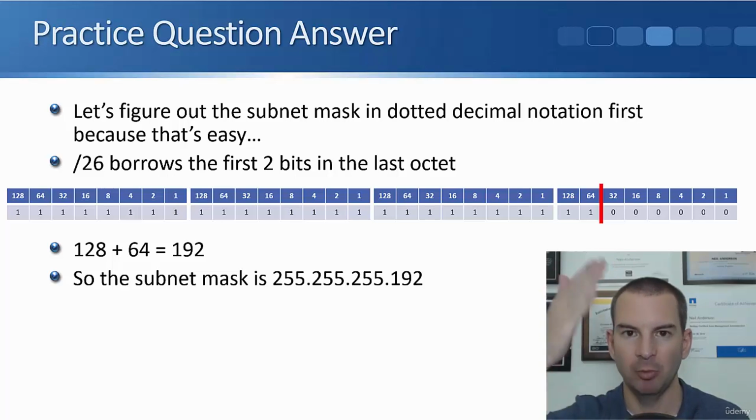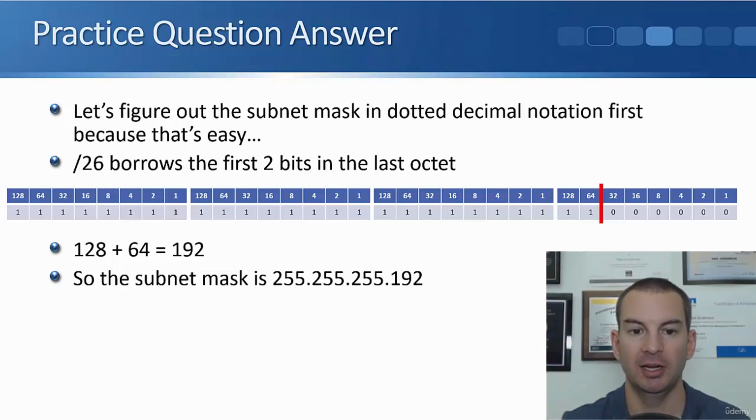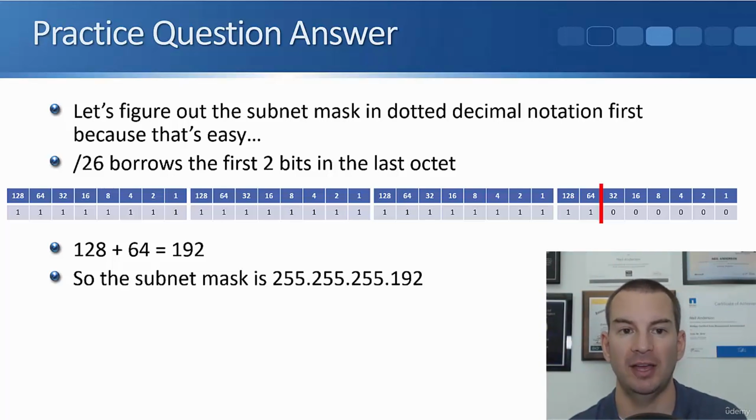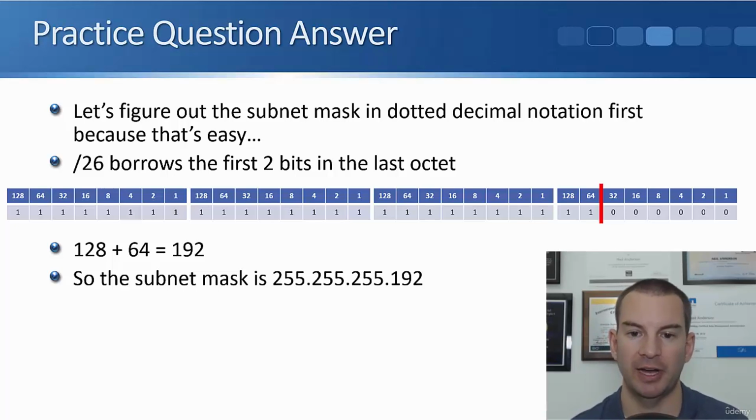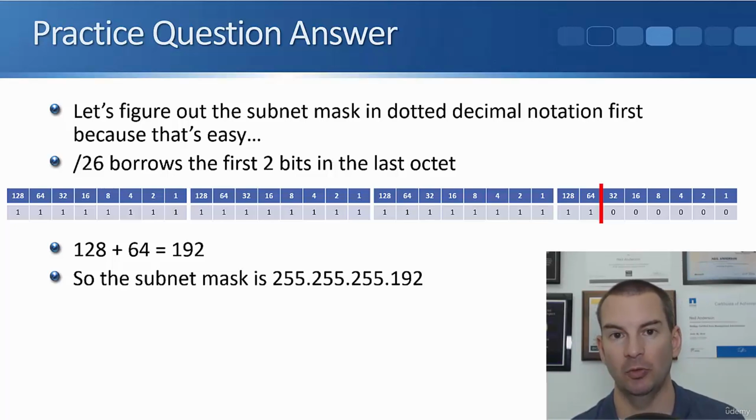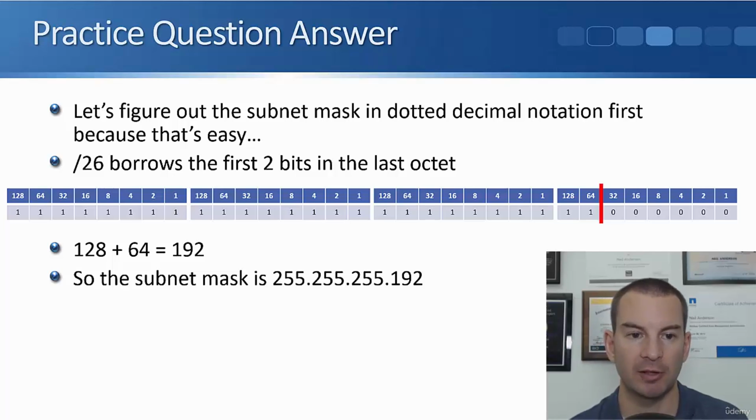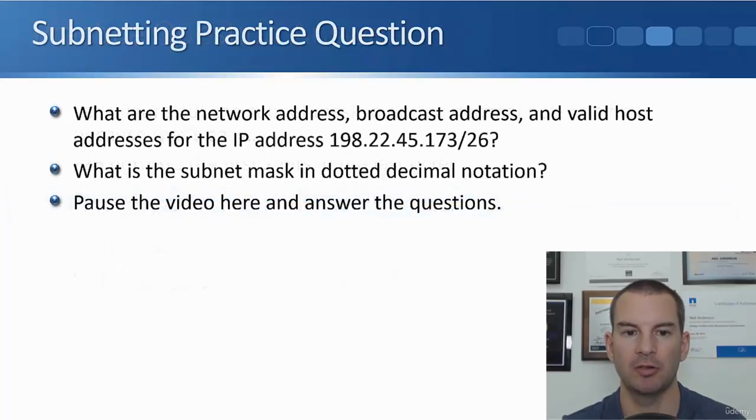Also draw a line in where the line is for the subnet mask, and then we can just add these up. So obviously the first octet is all ones, it's going to be 255. The second octet is also going to be 255. The third octet is also 255. And then at the fourth octet, where we're doing the subnetting here, the ones are in the 128 and the 64. So we add 128 and 64 together to give us 192. So a /26 in dotted decimal notation is 255.255.255.192.